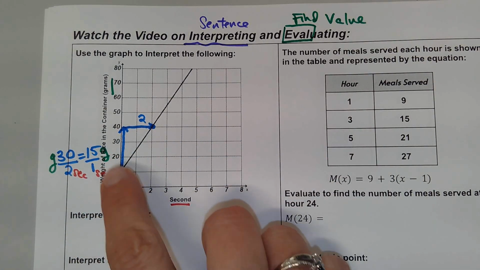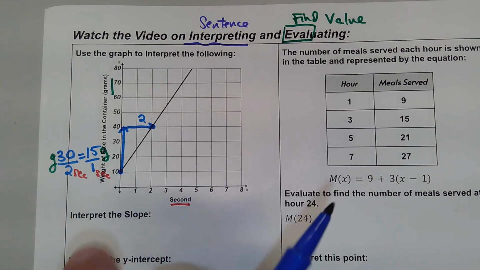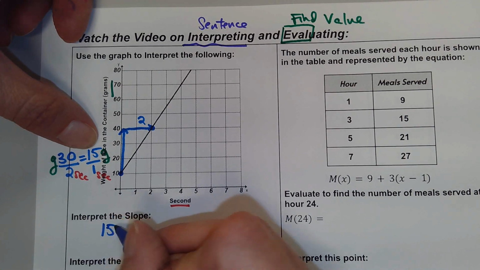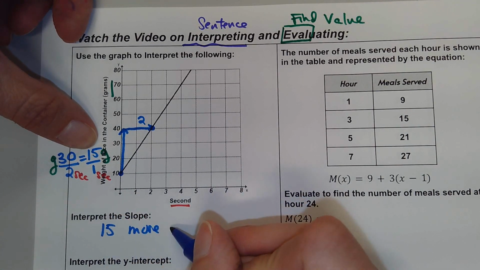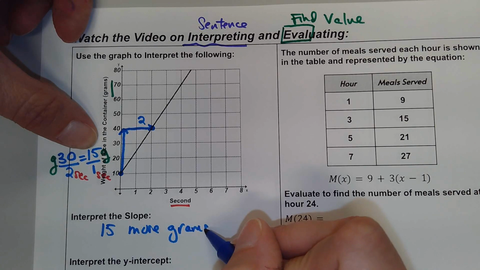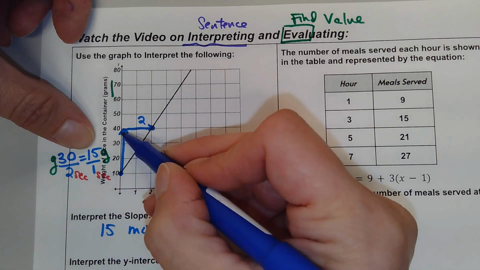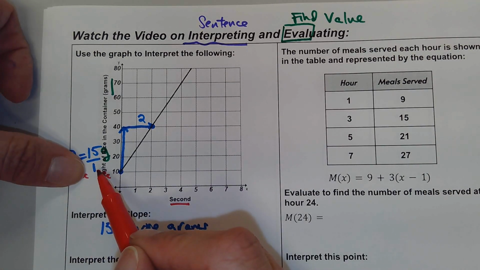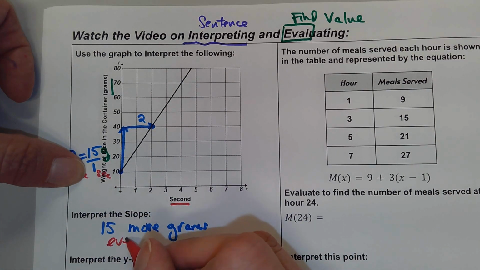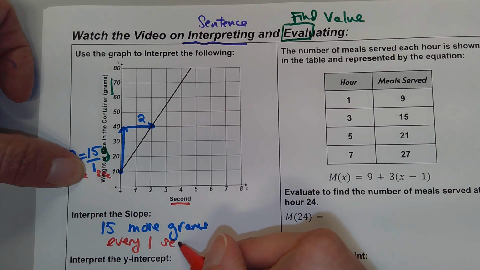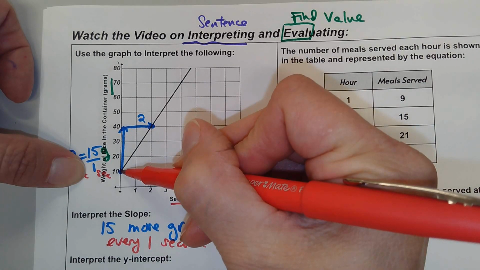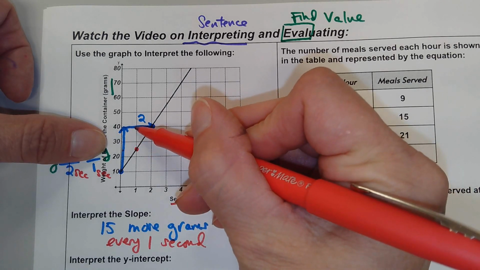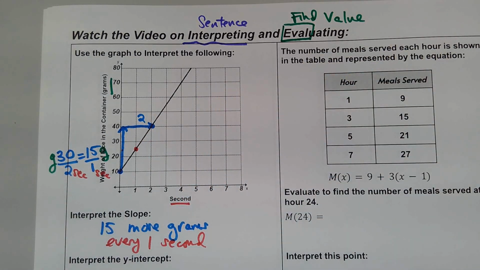So in terms of interpreting this sentence, I'm going to start by talking about the 15 grams. There's 15 more grams, and I knew more because it's going up, it's positive. Now the delta x number got reduced to 1 every 1 second. 15 more grams every 1 second.